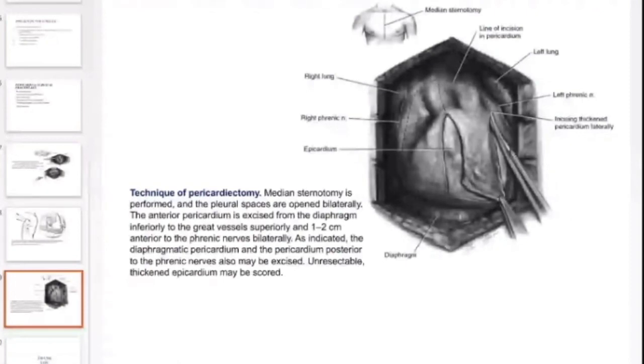This is always done by median sternotomy, and as I mentioned before, it may need extracorporeal circulation by a femoral bypass, through the vein or maybe the artery. This is in case of severe adhesions and long-standing tuberculosis, which may damage the coronary artery, so later you may need CABG, coronary artery bypass graft.